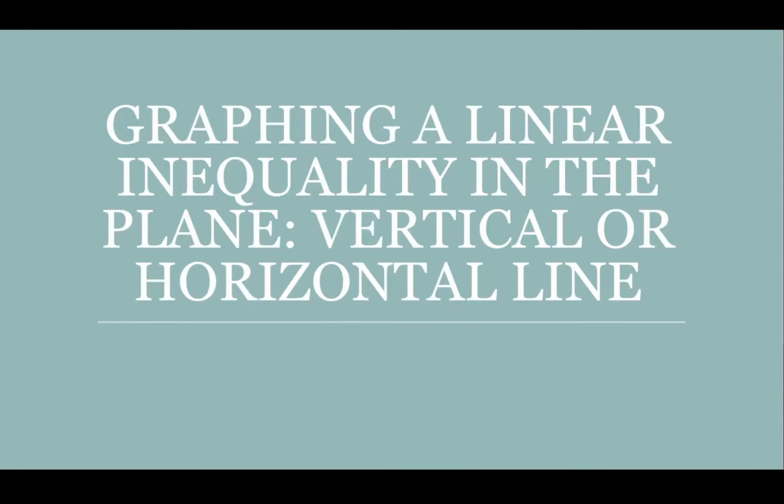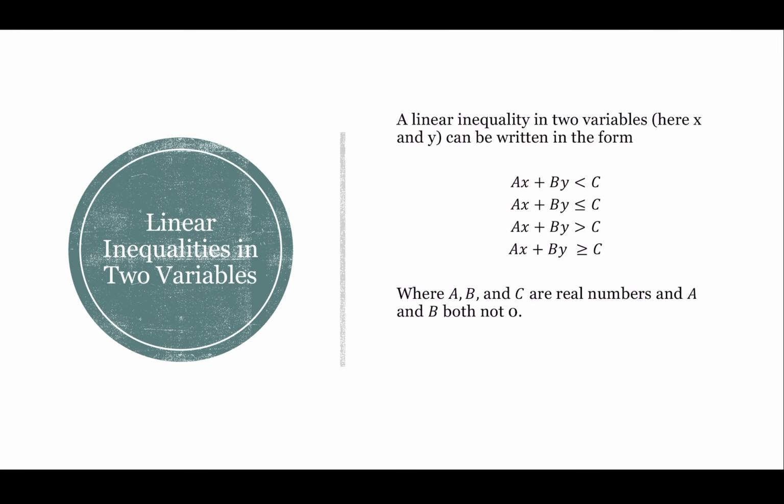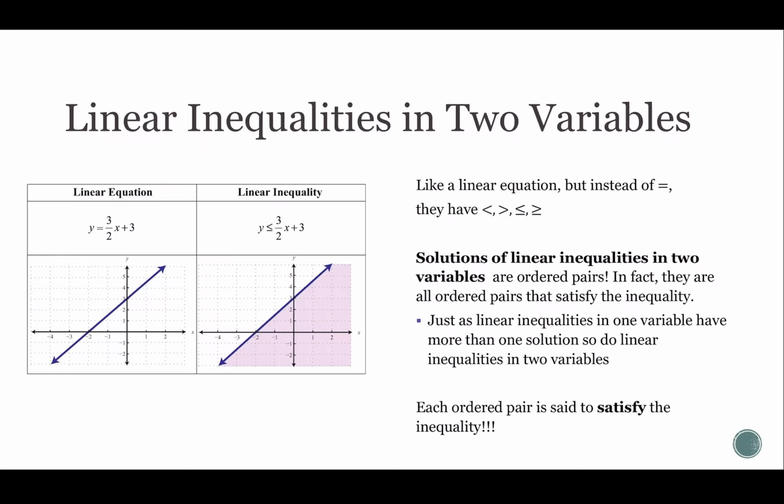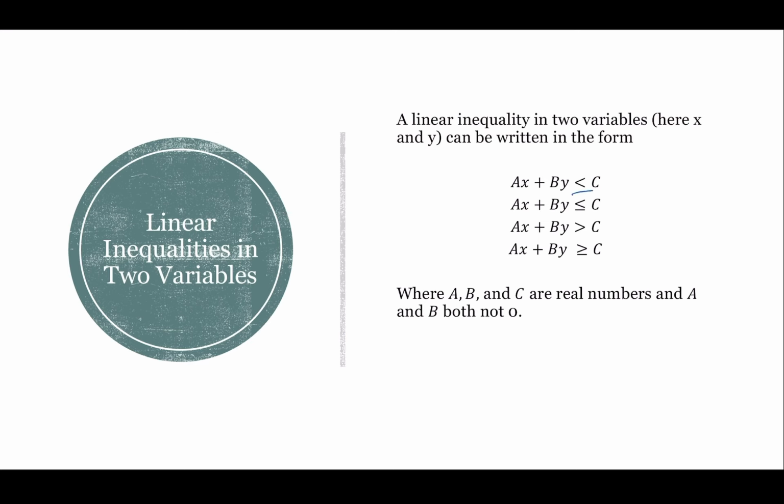This video covers the ALEKS topic, graphing a linear inequality in the plane with a vertical or a horizontal line. A linear inequality in two variables can be written in the form ax plus by is less than c, less than or equal to, greater than or equal to c, where a, b, c are real numbers and a and b are both not zero.